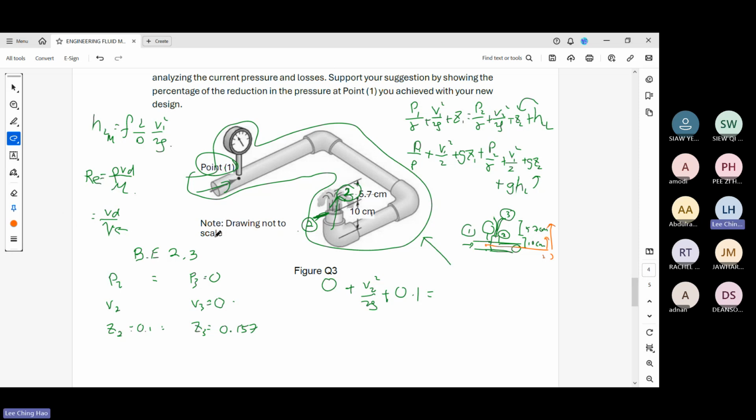So here is 0 plus 0 plus 0.157. You bring over, so this is 0, cut away. So you get 0.057 equals V squared over 2g. Then V equals the square root of 2 times 9.81 times 0.057.